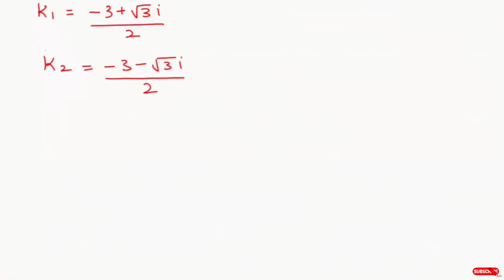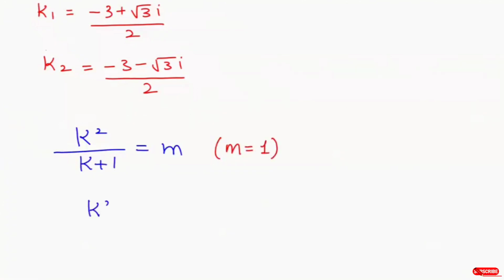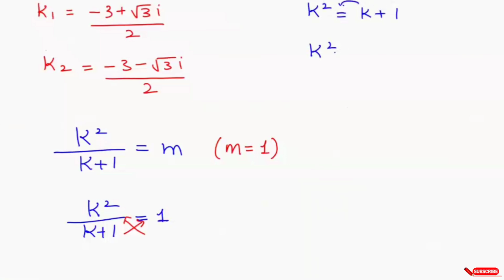Now I am going to find the other k values by plugging in the m value as 1. k square over k plus 1 is equal to m, and here I take m is equal to 1. So k square over k plus 1 is equal to 1. Now we do the cross multiplication, so this will turn to k square is equal to k plus 1. Now next I am going to take both the terms to the left hand side: k square minus k minus 1 is equal to 0.